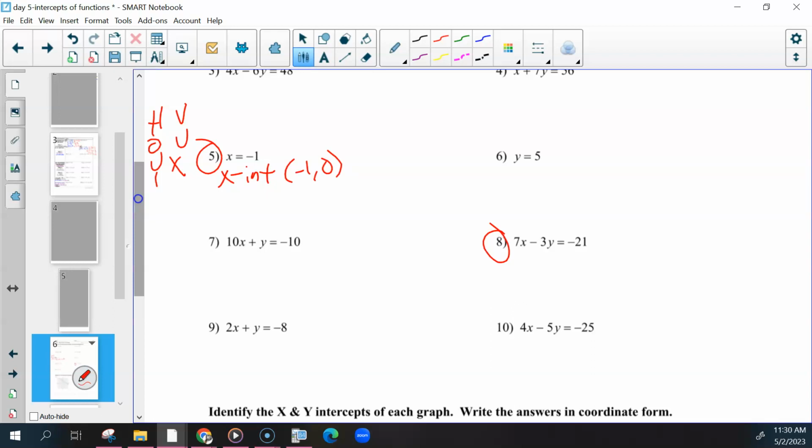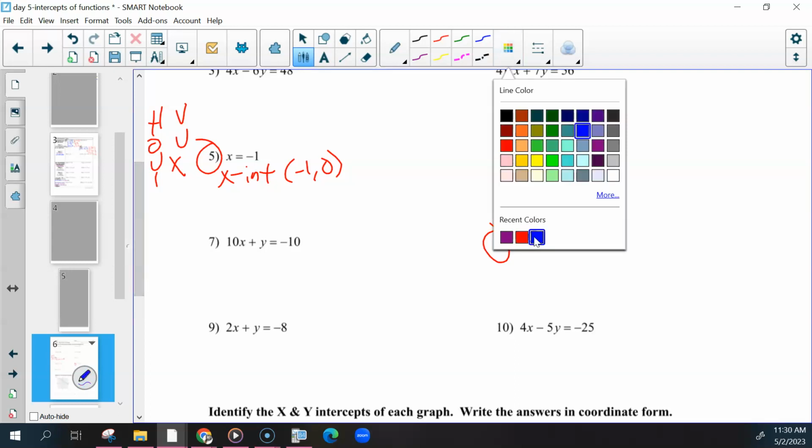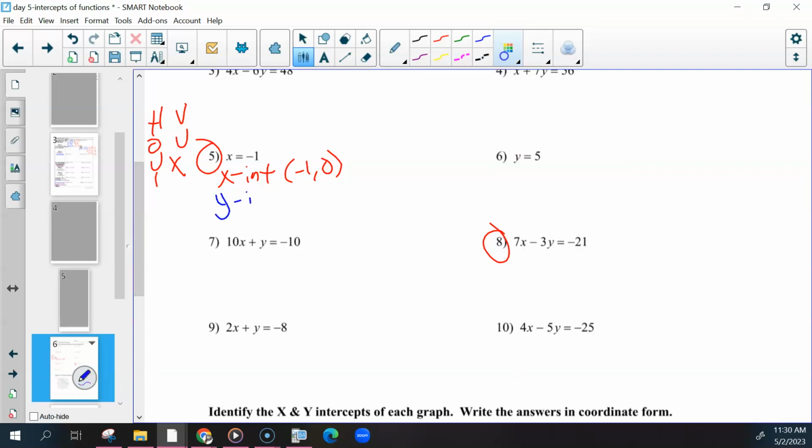Because it's going to be a vertical line at -1, it's never going to cross the y-axis. So it won't have a y-intercept. You put none, or N/A, doesn't exist. You cannot put 0, because that would mean there's an intercept at 0. It would be the opposite.